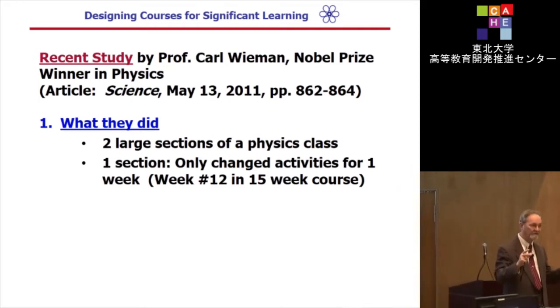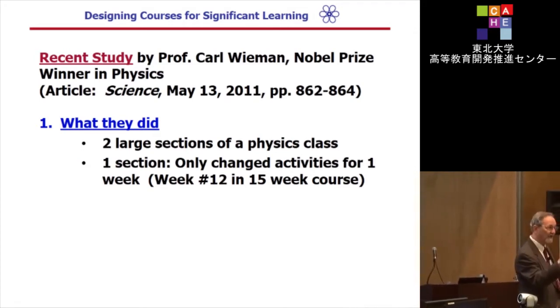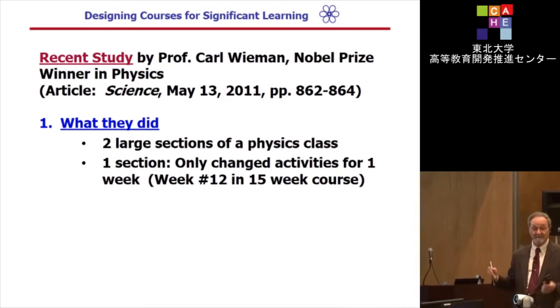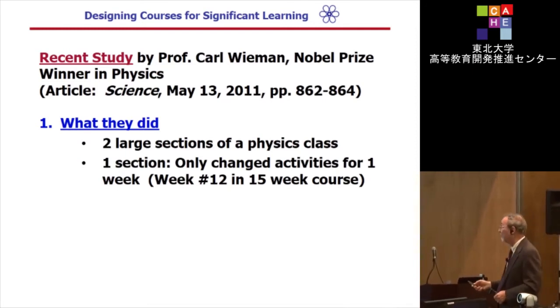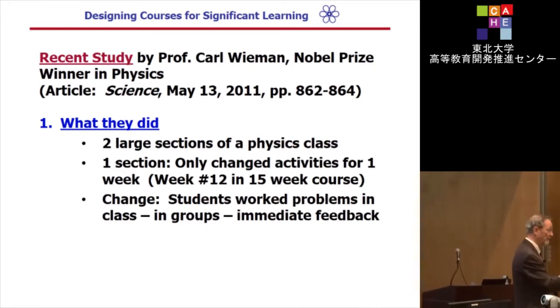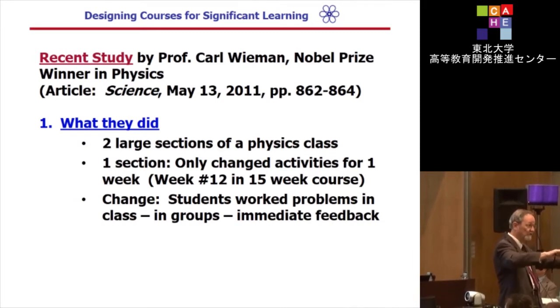And then he said to the professor, "Can we have your permission to change what happens in class just for 1 week of the course? Not the whole year, the whole semester, just for 1 week, about week 12." Okay? And the professor said yes. So what he did was then he had some of his graduate students work with that professor. We're going to keep the learning goals the same. We're just going to change the learning activities.